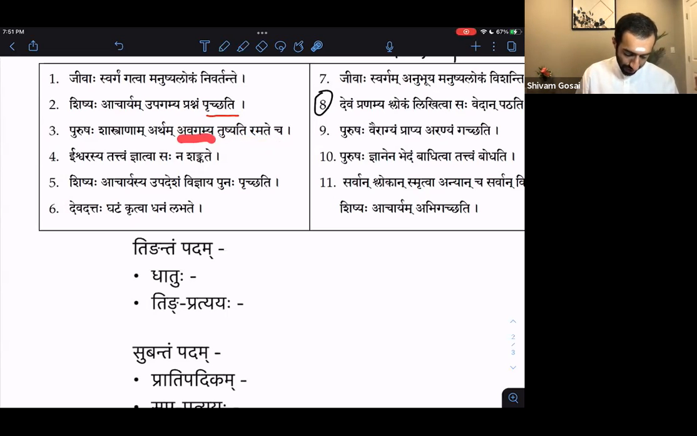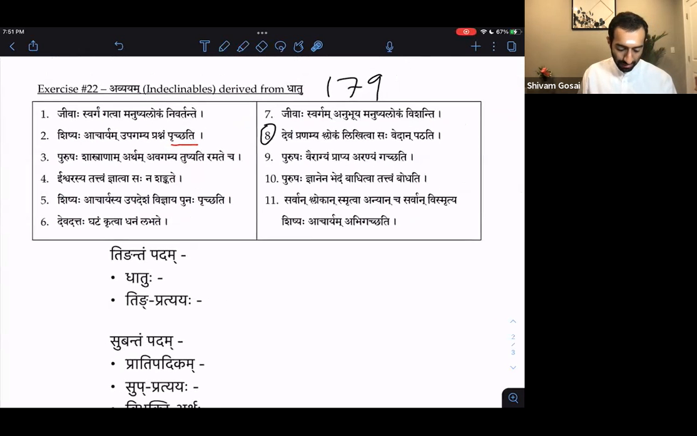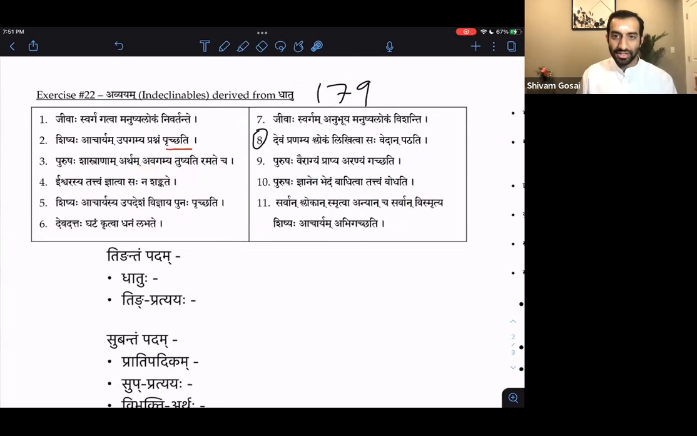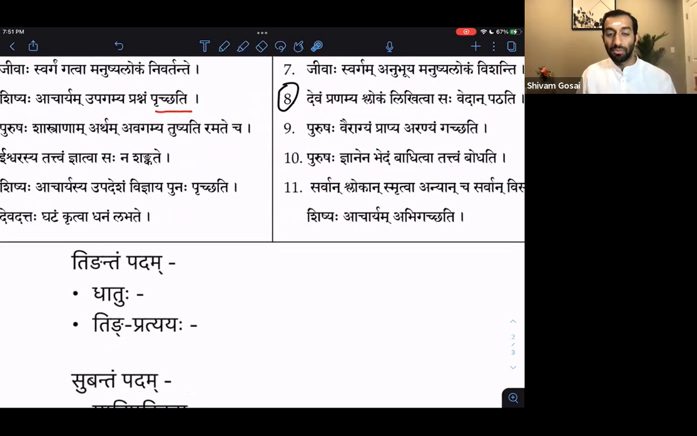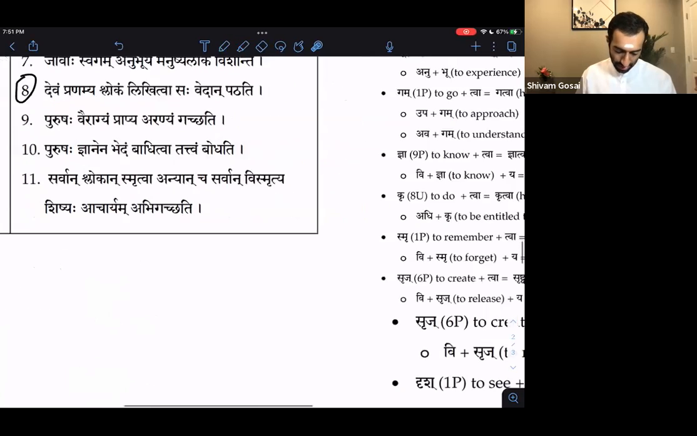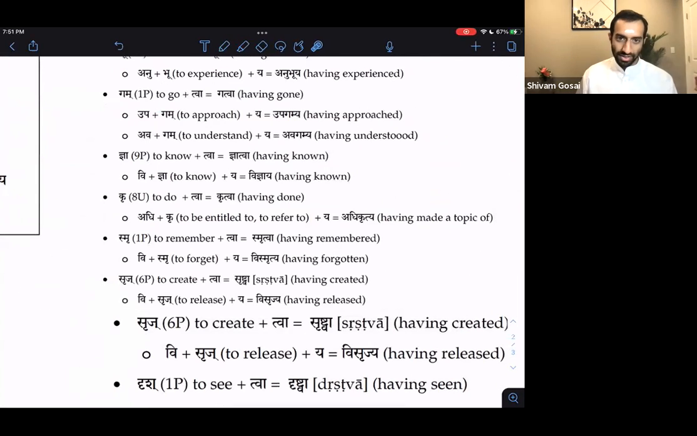Let's start with our avyaya, avagamya. So what does avagamya mean? We know that it's ava plus gam dhatu, just like what we saw. Gam, 1p, to go. But when it's with ava, we see right here, avagam means to understand. So it completely changes the meaning. Avagam means to understand. So avagamya is having understood something.